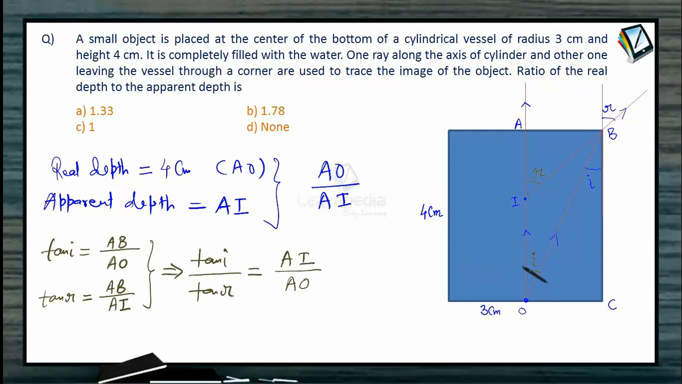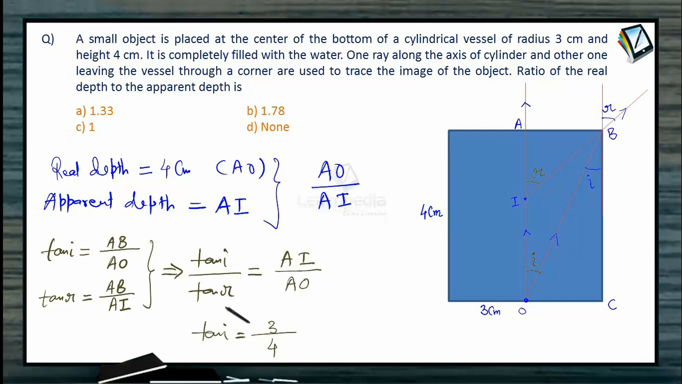So tan I is known to us. In this particular triangle, AB is known to us, AO is also known to us. AB is the radius, so tan I is AB upon AO. AB is 3 divided by AO is 4. So tan I here is known. So the remaining thing is tan R.